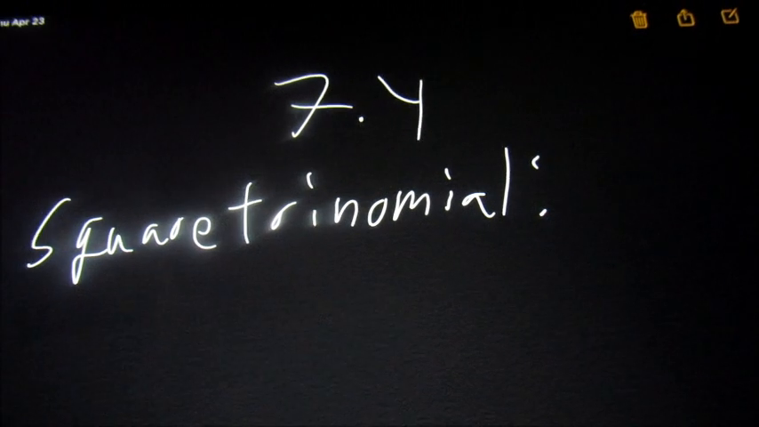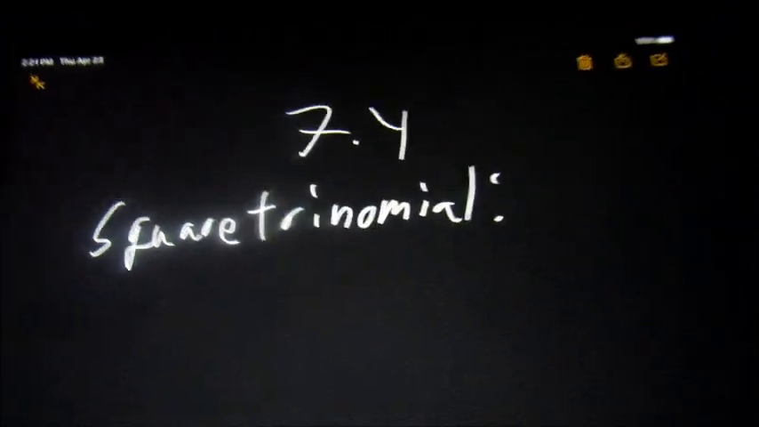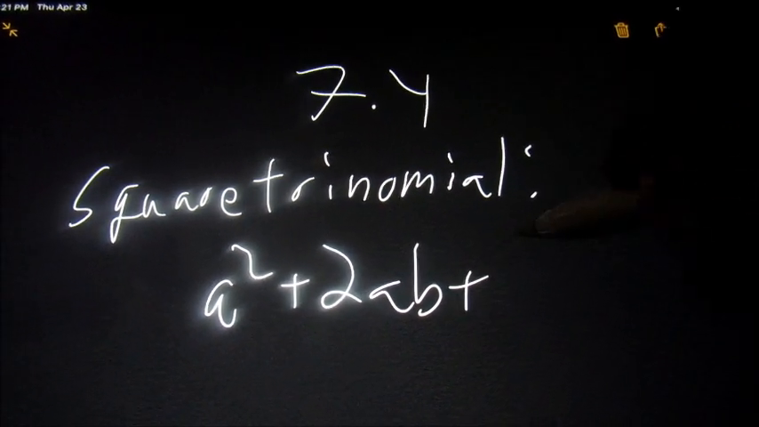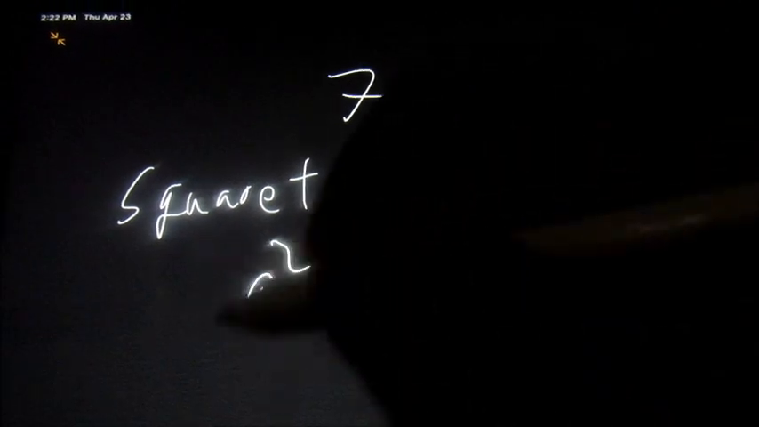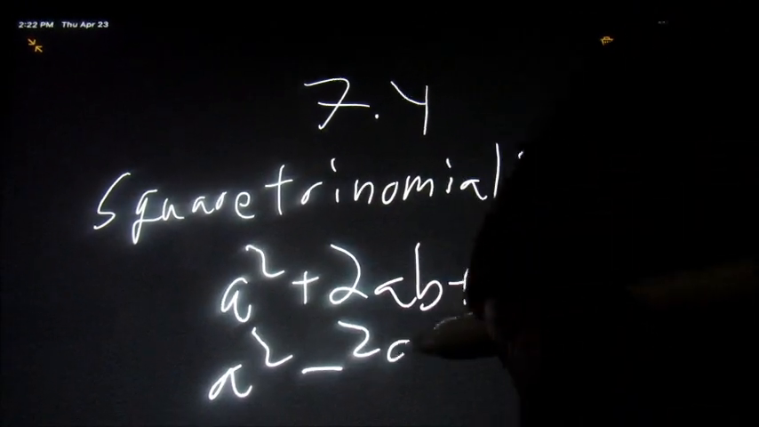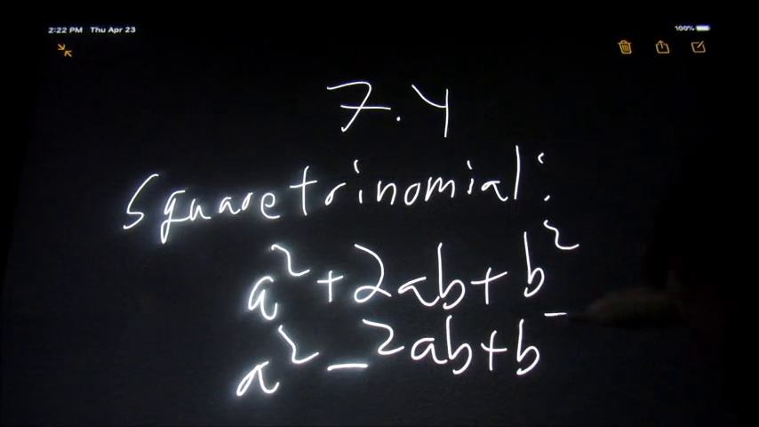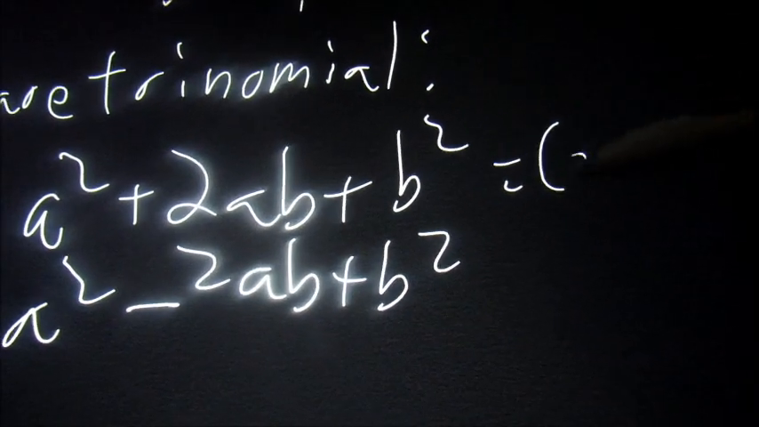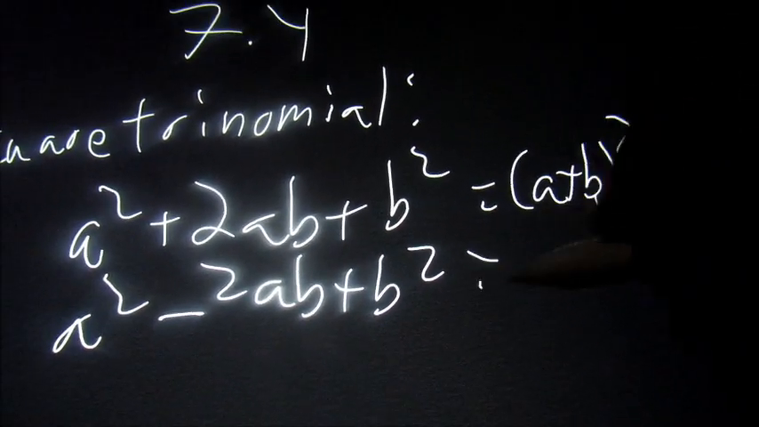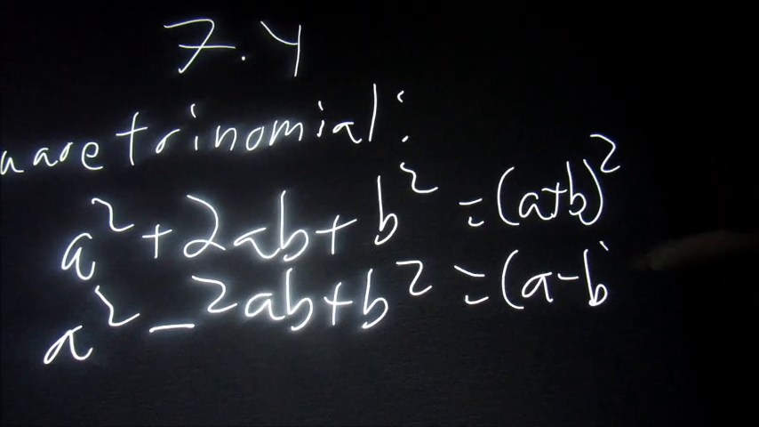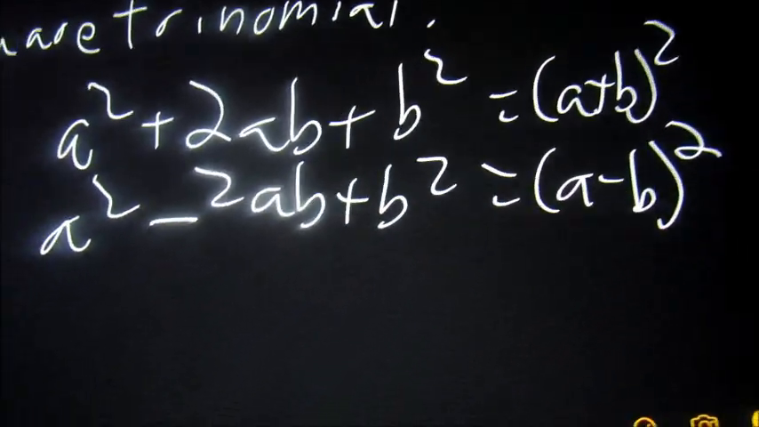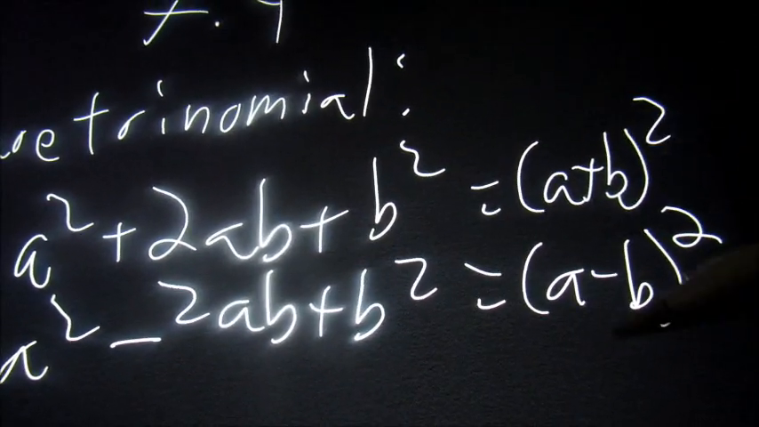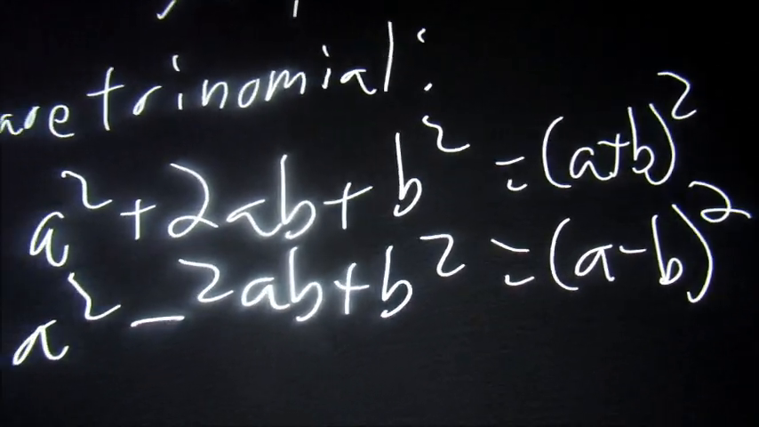And that is one where you have something like a squared plus 2ab plus b squared, or a squared minus 2ab plus b squared. And to factor this, it would be (a plus b) squared for the first one, and (a minus b) in parentheses squared for the second one. So what you're looking at is whatever sign the middle term has, that's what sign the binomial has.